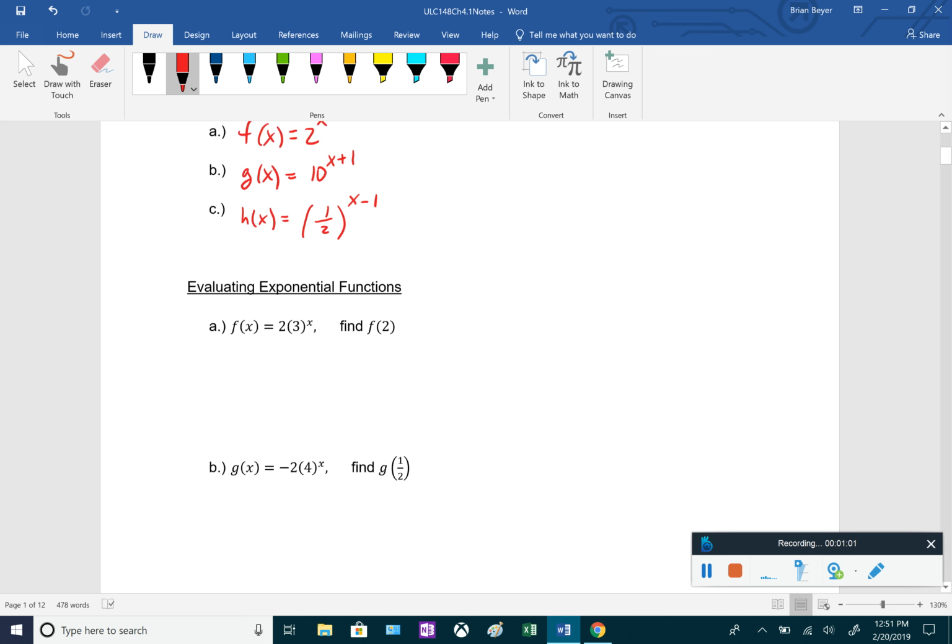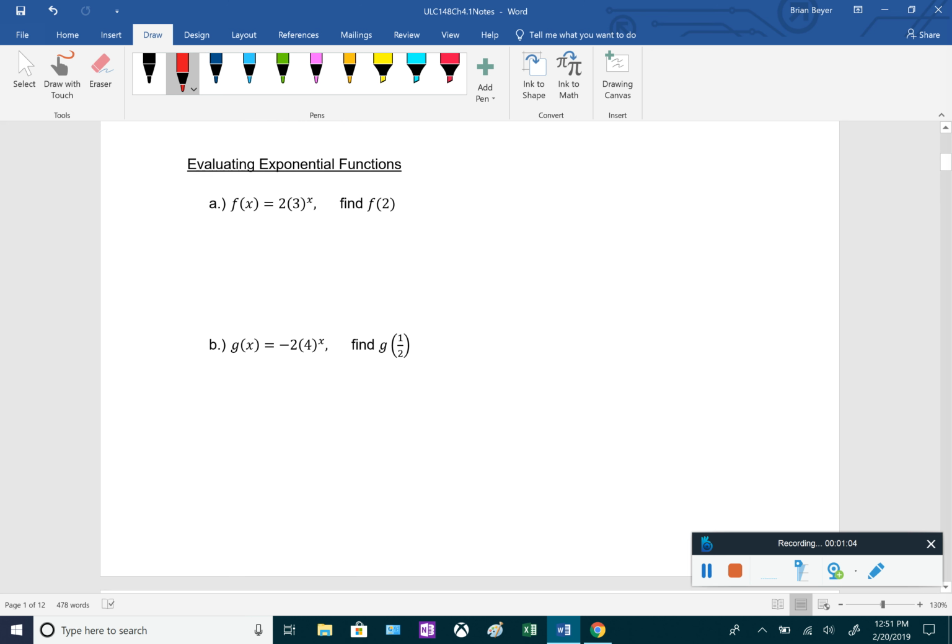So let's do some examples for evaluating these. For the first one, we have f of x is 2 times 3 to the x, and we want to find f of 2. So we're just plugging this in here, so f of 2 is going to be 2 times 3 squared. Plugging in that 2 makes it squared, and then you just have to make sure you don't mess up order of operations. We have to do the exponent first, so 3 squared, which is 9. So 2 times 9, so f of 2 equals 18.